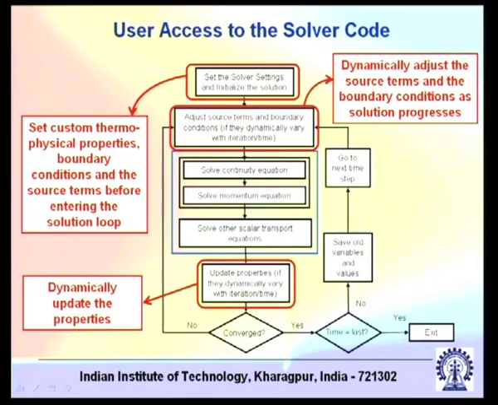So let us quickly see where you require user access to the solver code. First, set the custom thermo-physical properties, boundary conditions and source terms before entering the solution loop. This you usually set as an initialization if you do not want this to dynamically change, or even if you want this to be dynamically changed, you at least initialize those. So that is one of the places. Then you may require to dynamically adjust the source term and the boundary conditions as the solution progresses, that is another place, and you may require to dynamically update the properties.